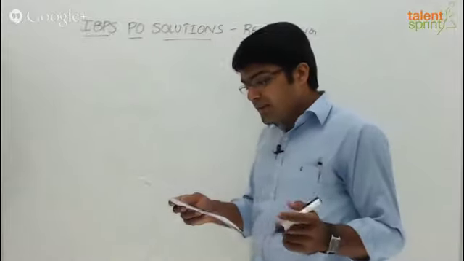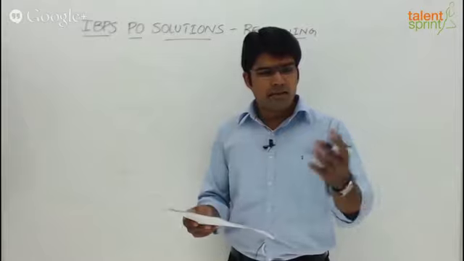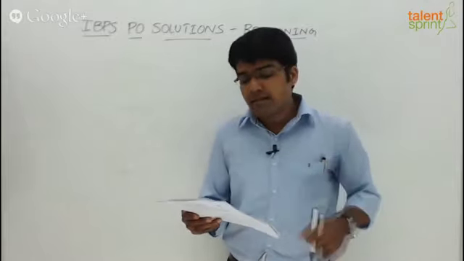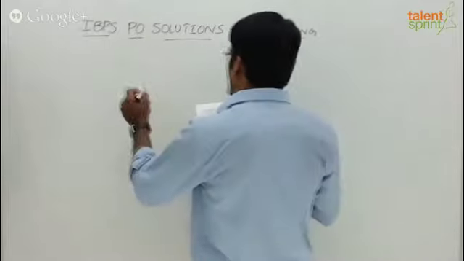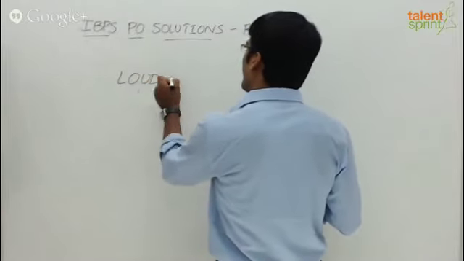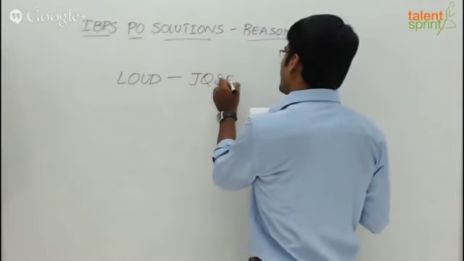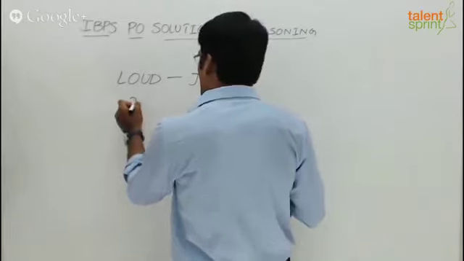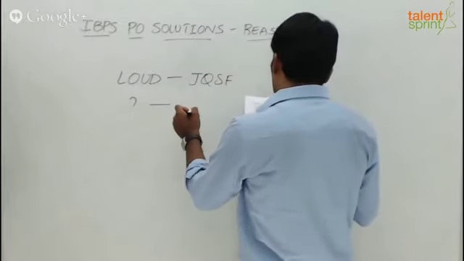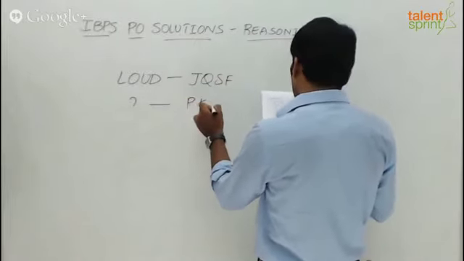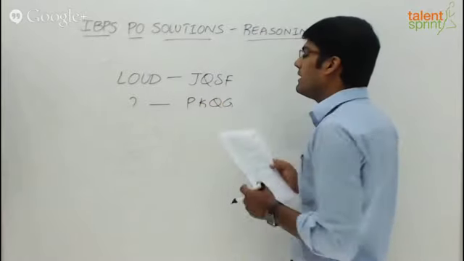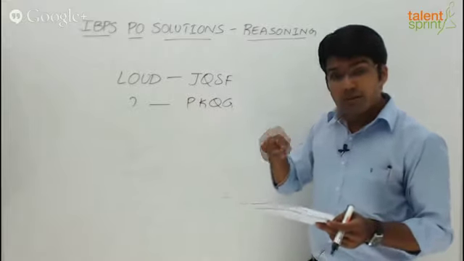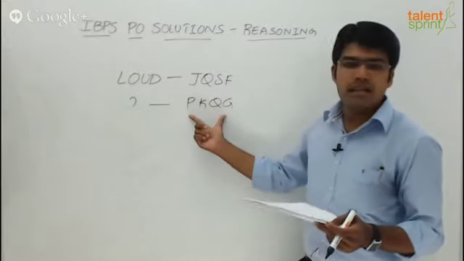Look at this one. These questions were asked in 2011 and 2010 IBPS exams. In a certain code, loud is written as JQSF. The word loud is written as JQSF. Then which of the following English words shall be coded as PKQG? So this is different. The word loud is coded as JQSF. Which of the following words will be coded as PKQG?